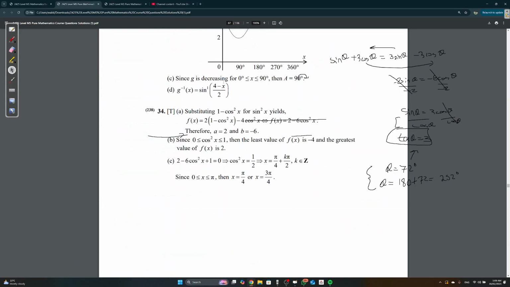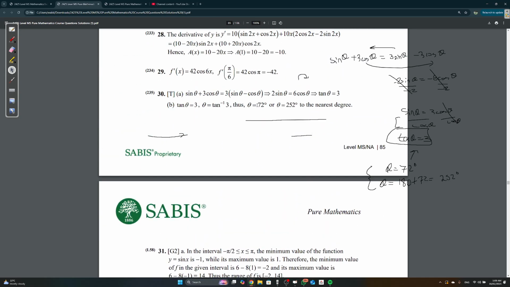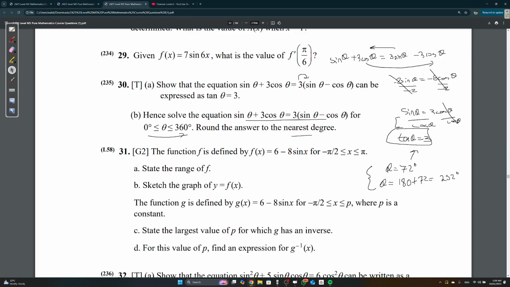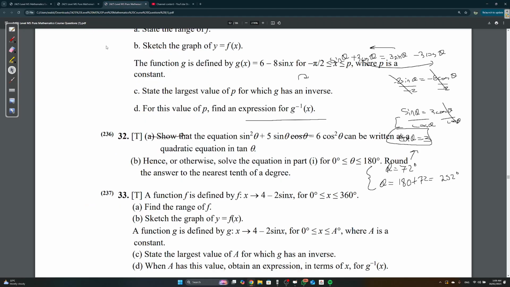Yeah, 72 and 252. Very easy. I'm supposed to skip 31. Maybe because it was a grid. Yeah, it was a grid.